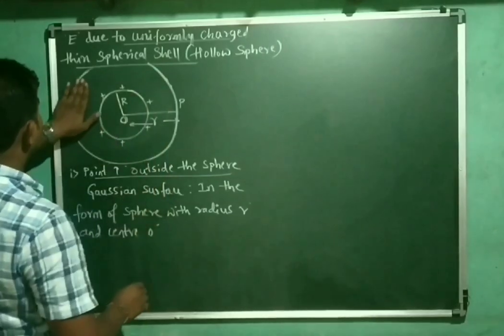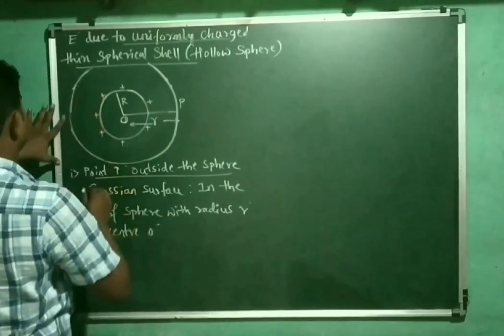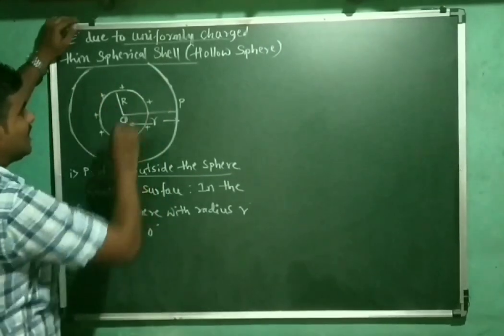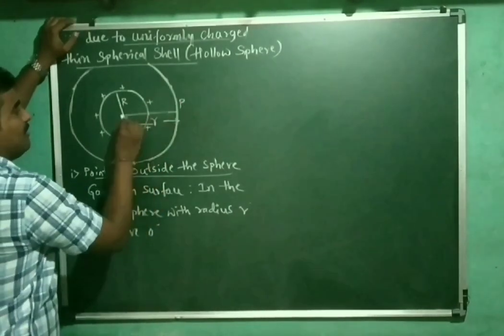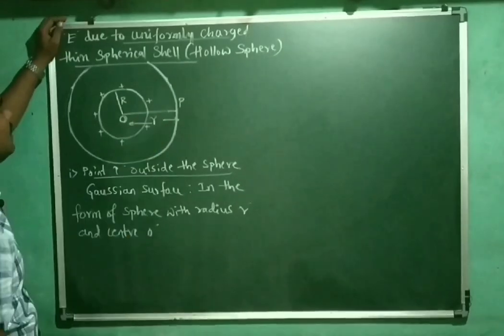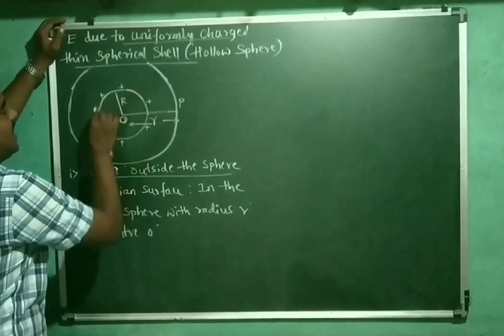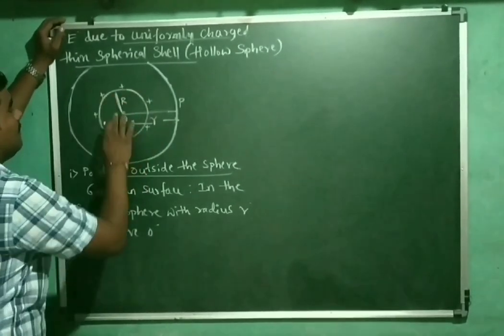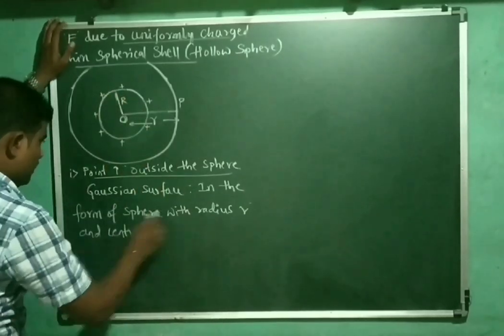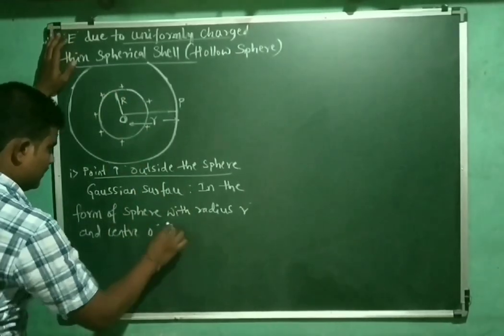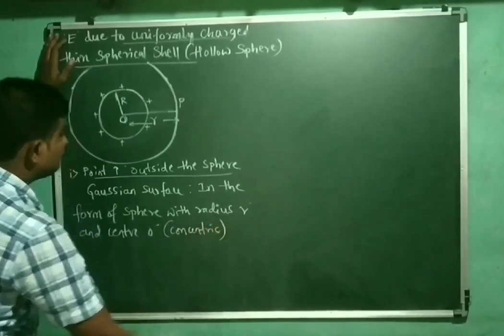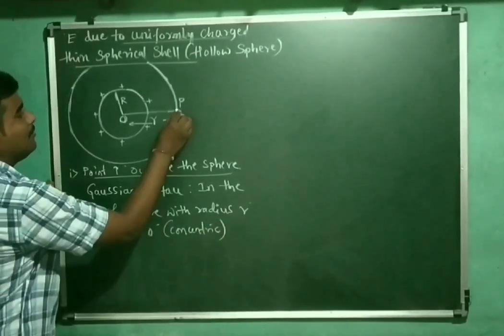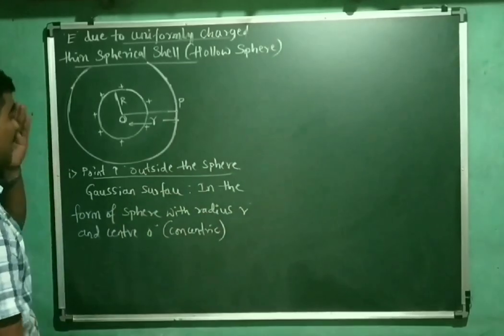So this is the Gaussian surface. It is an imaginary surface, not a real surface. This Gaussian surface has a radius R, and the conducting sphere has a radius R. So this is the Gaussian surface, concentric. At point P we are supposed to calculate the electric field.